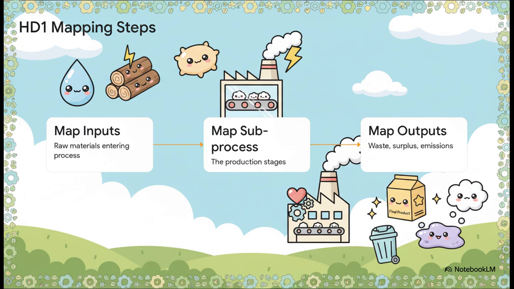First, you map the inputs. That's all your raw materials, your water, your energy entering the process. Second, you map the subprocesses, which are the actual on-the-ground production stages taking place inside the facility. And finally, you map the outputs, but not just the final shiny product. We're talking all the surplus materials, the wastewater, the emissions, the whole shebang. Capturing this complete picture is absolutely crucial to making the transition to true circularity.